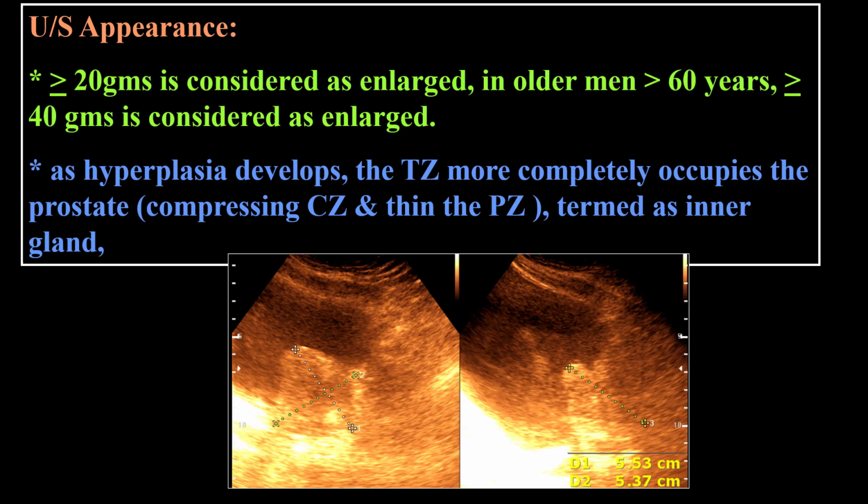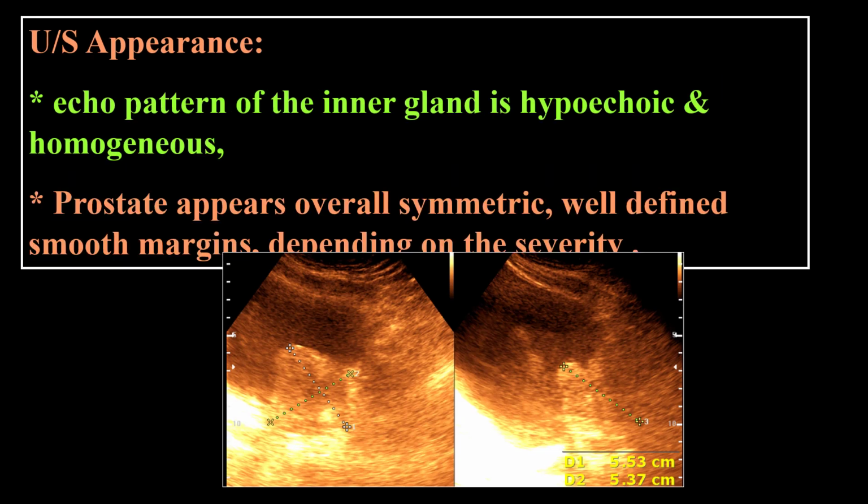On ultrasonography, 20 grams is normal, and 40 grams is considered enlarged in older men more than 60 years. As hyperplasia develops, the transitional zone more commonly occupies the prostate, termed the inner gland. The echo pattern of the inner gland is hypoechoic and homogeneous. The prostate appears overall symmetric with well-defined smooth margins, depending on the severity.